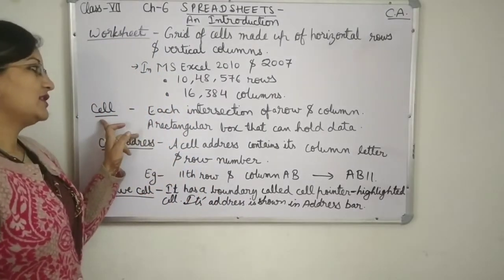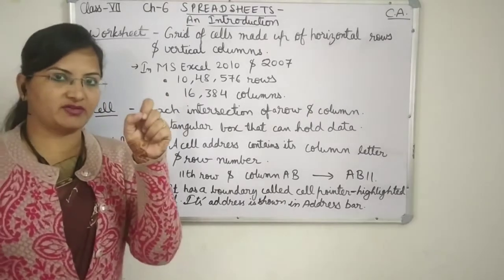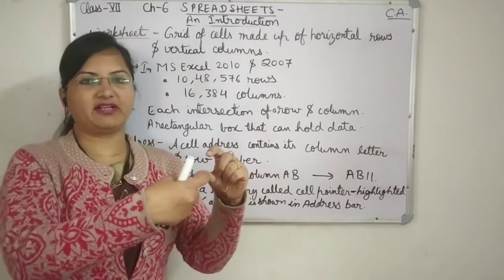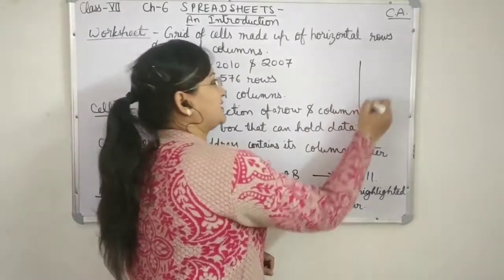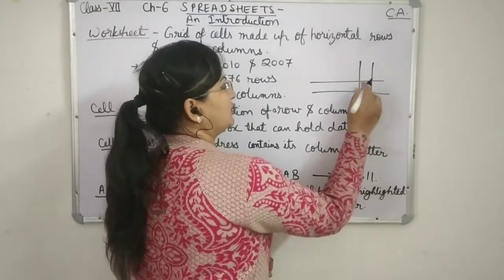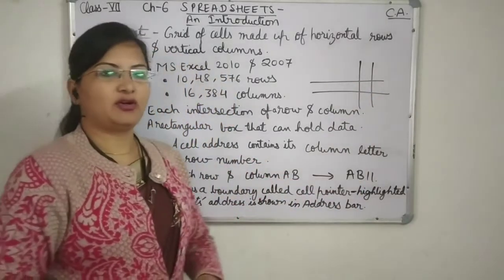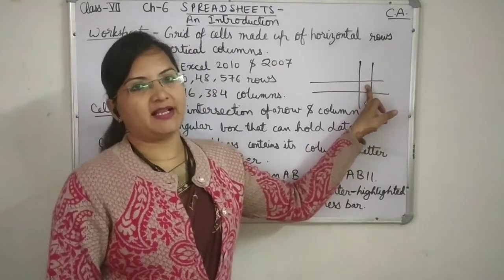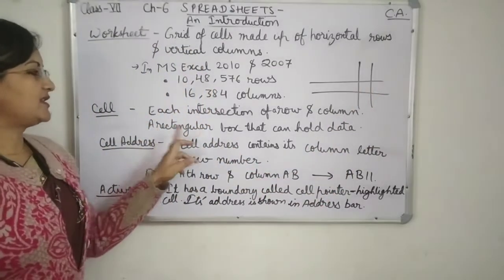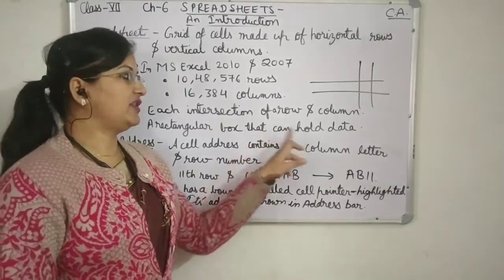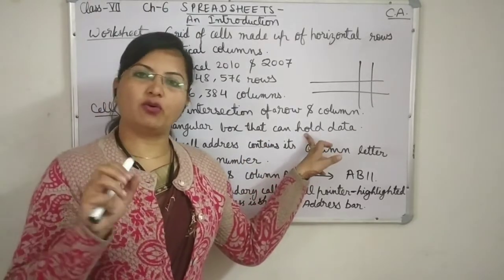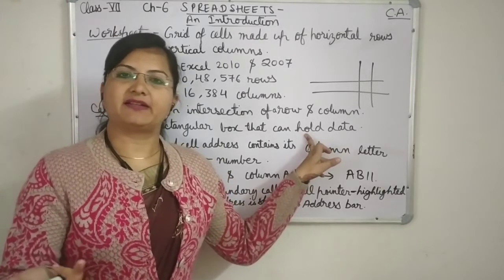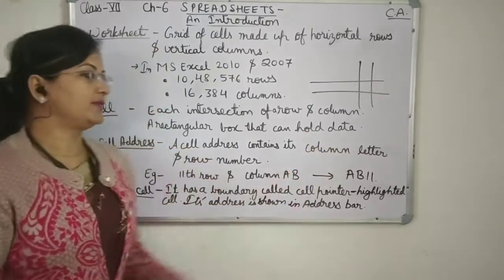Then cell. A cell is a single box, or we can say every intersection of a row and a column, wherever they intersect. Like this is a column and this is a row, so this is a cell. It is a rectangular box in which we can write something. It holds data, which can be a number, decimal number, letter or text, etc.